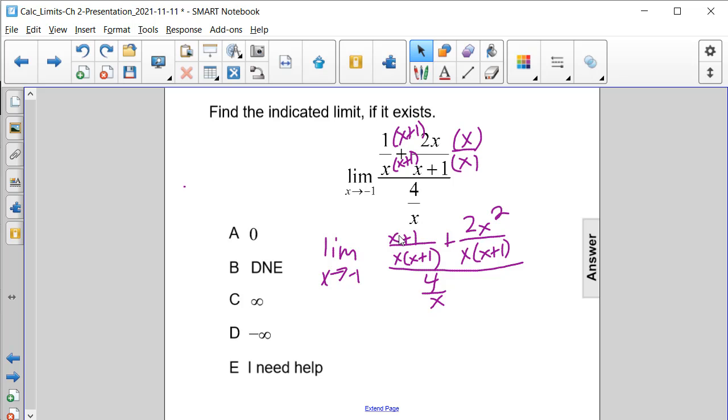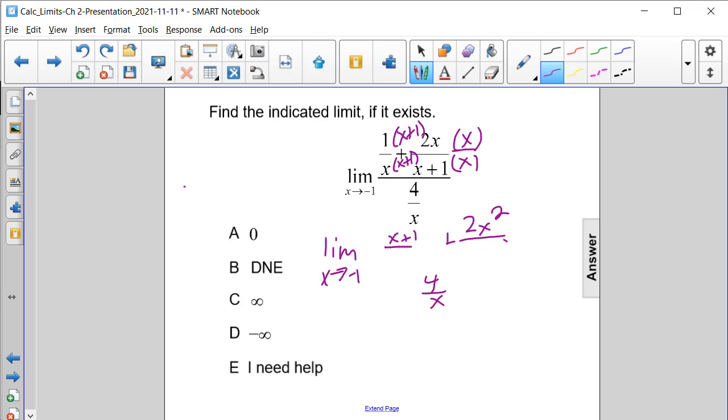Okay, so now we can combine these two rational expressions together because we have that common denominator of x times (x+1). So we have the plus sign in between, and we have x+1, all over 4 divided by x. Now, in order to get a regular rational function, instead of a rational over another rational, we're going to multiply both the top and bottom by x over 4.